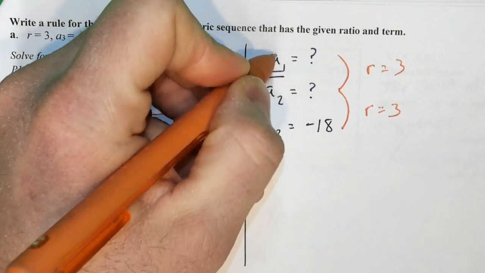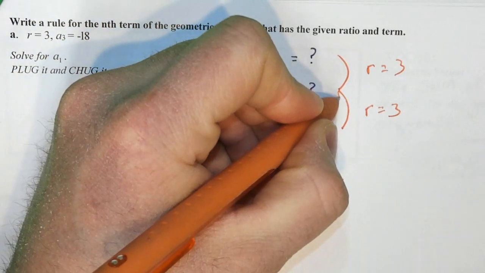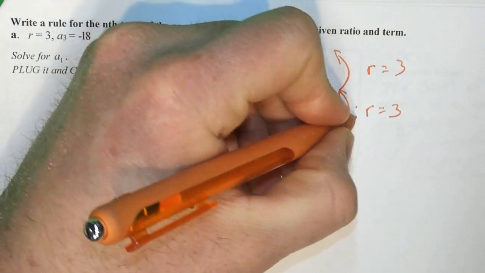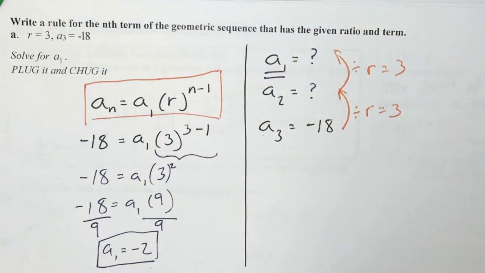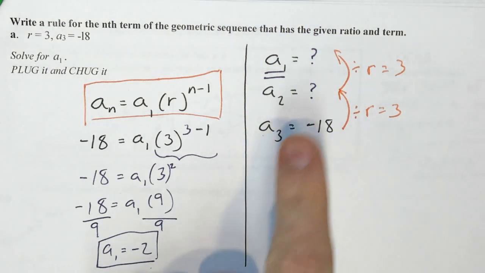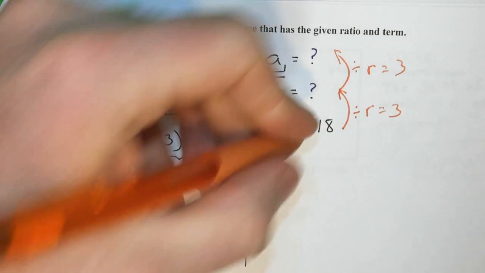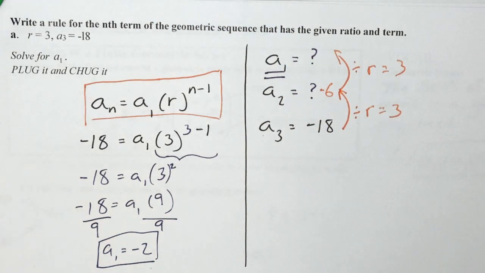So we're trying to get from the third term back to the first. So rather than multiplying by the ratio, what I would recommend that you do is divide by it, just like we did on the other sheet when we worked from right to left. So if you take your negative 18 that's down there at the bottom of our list, and divide it by 3, that will give us negative 6. And that would be the second term.